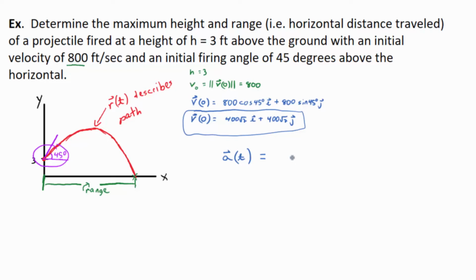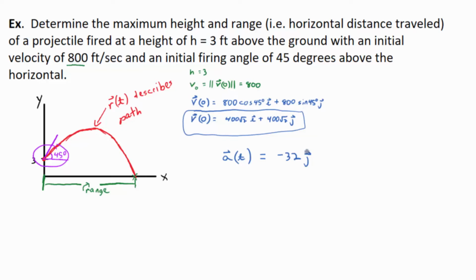But it's pulling down, and the way our coordinate system is, we better make it negative 32j, okay? Because it's pulling downward. So negative 32j. A of t equals negative 32j would be our acceleration vector. Would you buy that?